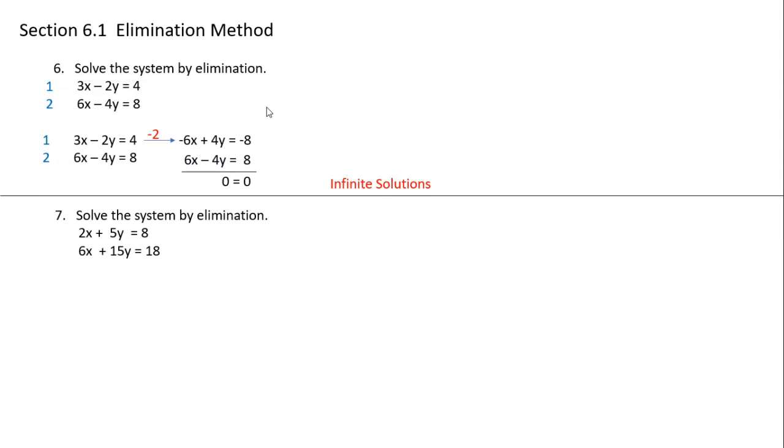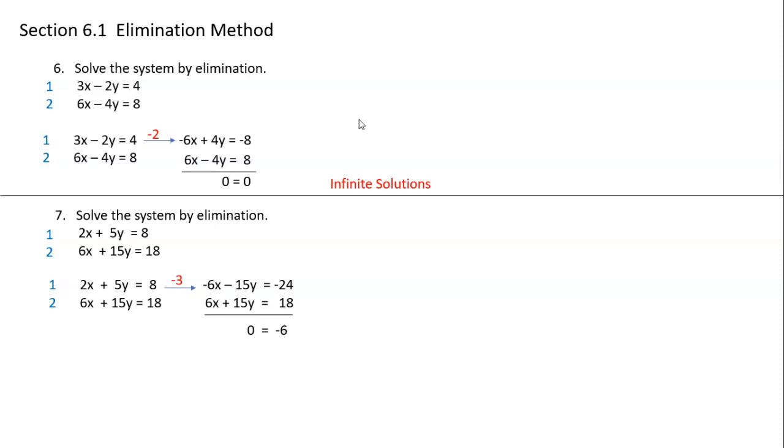Okay, so let's try this next example, number 7. Solve the system by elimination. Again, we're going to do the same thing. We have equations 1 and 2, and we want to get rid of our x value. On this example, I'm going to multiply a negative 3 to equation 1. So a negative 3 times 2 is a negative 6x. A negative 3 times 5 is a negative 15y. A negative 3 times 8 is a negative 24. I'm going to add that to equation 2. And when I do this, I get negative 6x plus 6x is 0.